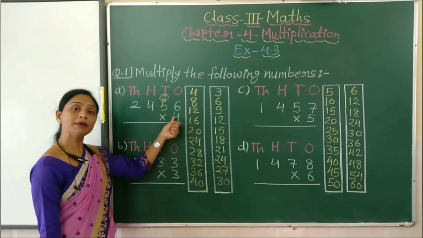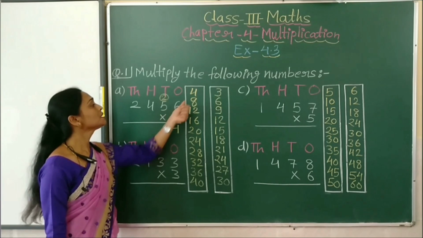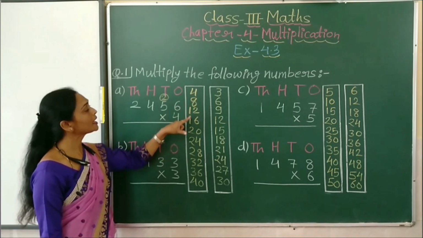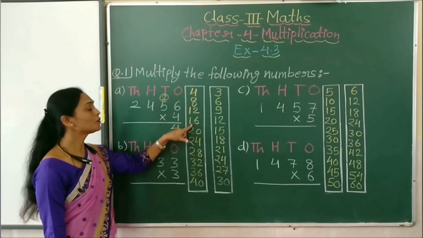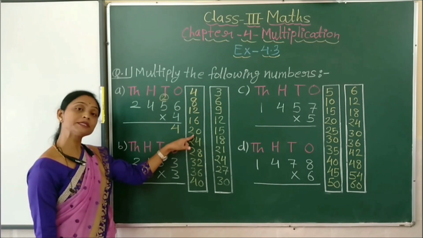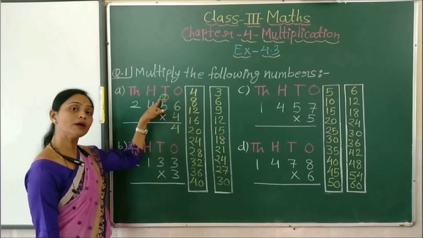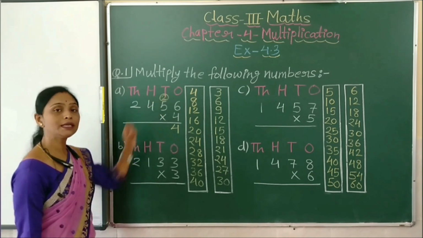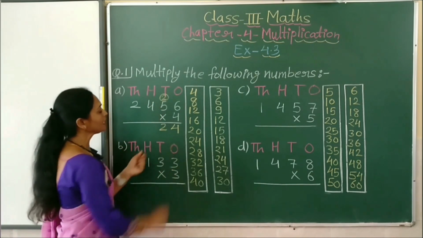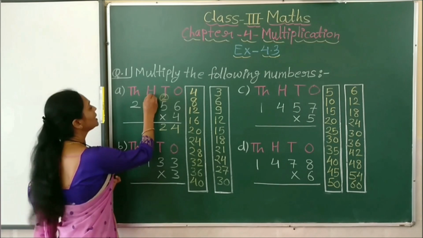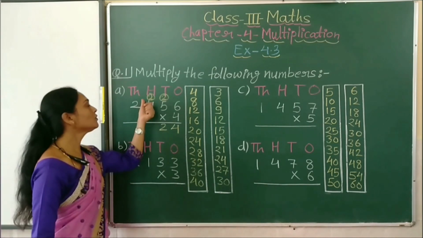Now 4's table how many times? 5 times. 4 ones are 4, 4 twos are 8, 4 threes are 12, 4 fours are 16 and 4 fives are 20. And then in 20 we have to add this carry over. So 20 plus 2, 22. So we have to write this 2 here. And again we got 2 carry over.